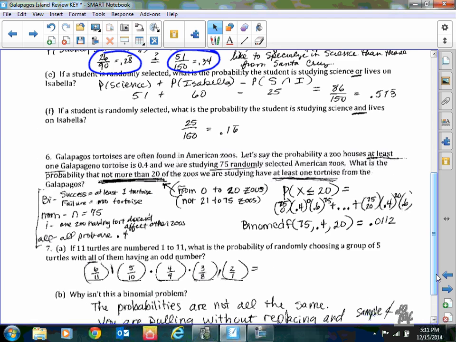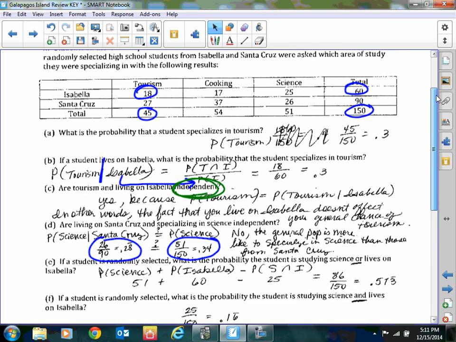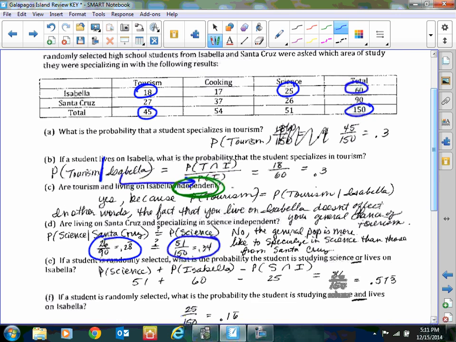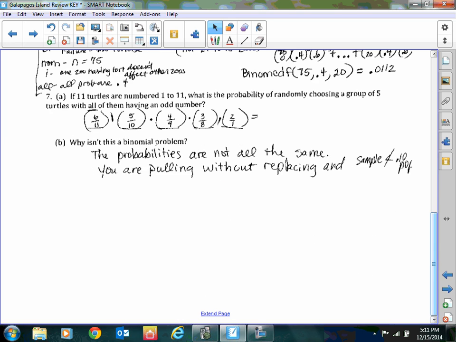All right, see, you're just adding them together. 51 plus 60 is 25, minus the overlap. The students randomly selected, what's the probability of a student studying science and living in Isabella? So that's the duplicate right here, out of the total. All right, next section.